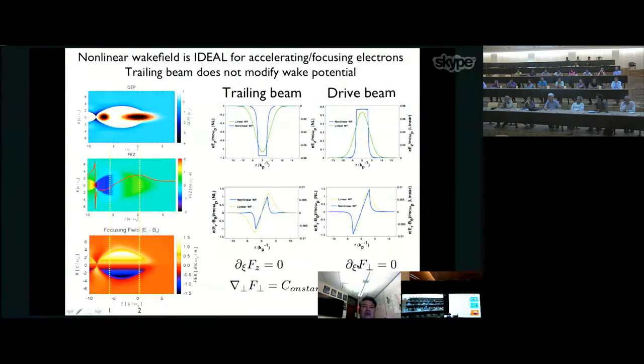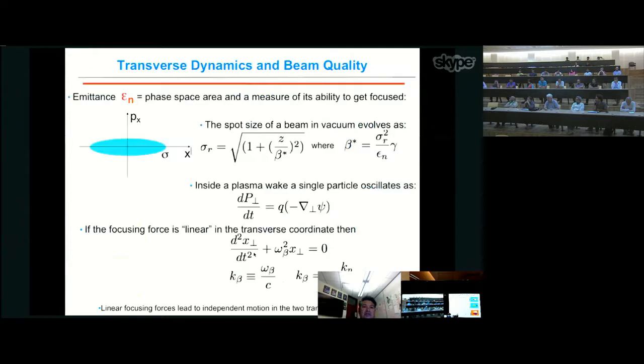So there's something called the Panofsky-Wenzel theorem. If people aren't familiar, I can go through it, but essentially it is a relationship between the longitudinal gradient of the transverse force and the perpendicular gradient of the accelerating field. And these come from the fact that both forces come from a single potential. In any case, these wakes have ideal properties for accelerating trailing beams. All right, so now let's go to the transverse dynamics and the beam quality.